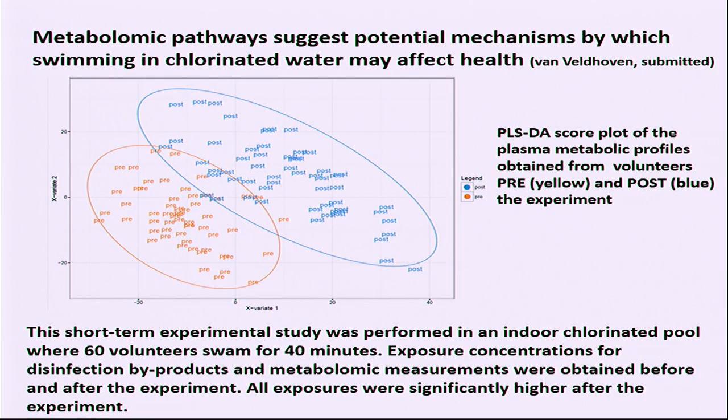Certainly swimming modifies the metabolomic pattern in people. This is in blood. However, causal inference is not straightforward, because there is an interference from physical activity. So this figure doesn't lead us to conclude that the two metabolomic patterns are due to disinfection by-products. There is a physical activity component. And we are now working to disentangle the impact of physical activity from the impact of disinfection by-products.